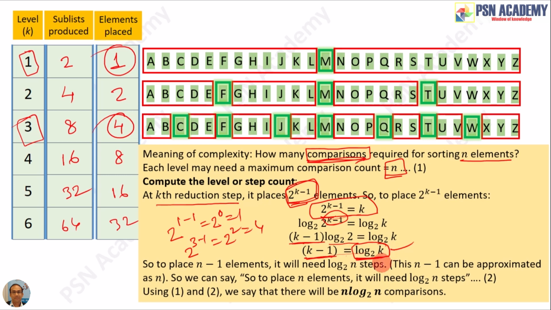Now you have got the number of steps and you have got the number of comparisons for each step, maximum comparison. So you just multiply and you get this n log of n base 2 comparisons in total. This complexity is for the average case. That means the list is not sorted or the list is not totally out of order. It is somewhere between these two extremes. In that case, you will have n log of n base 2 comparisons.